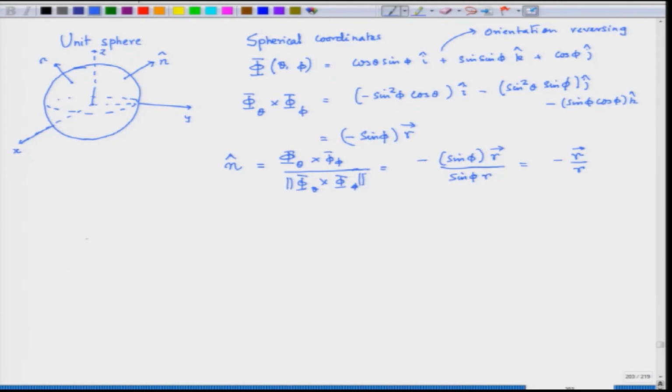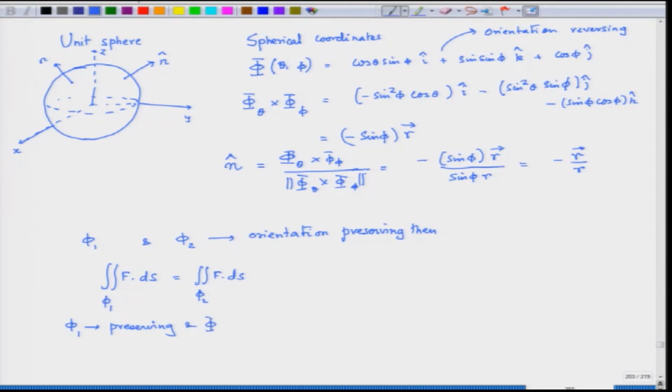So, if I have two parametrizations phi 1 and phi 2 giving the same surface, and both of them are orientation preserving, then the integral of f dot dS over phi 1 is equal to that over phi 2. Suppose phi 1 is orientation preserving, but phi 2 is orientation reversing. Then the whole game will change. So, what you have learned about line integrals appears to be true in the case of surface integrals.